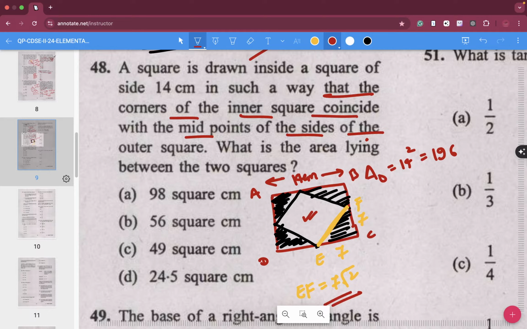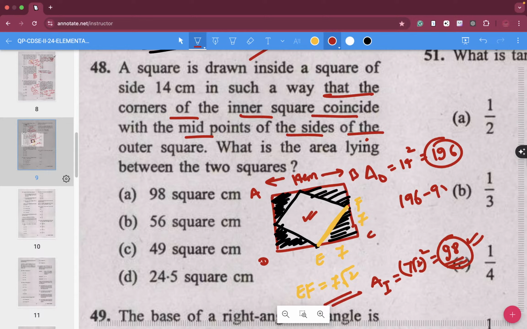So which means the area of the inner square is 7 root 2 whole square, which is 49 into 2, that is 98. Now they are asking what is the area in between. So simply 196 minus 98, you will be left with 98 as an answer.